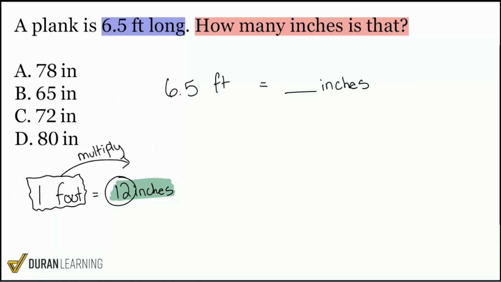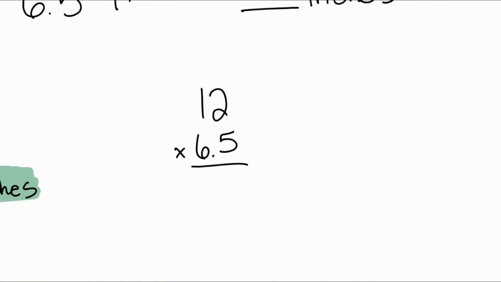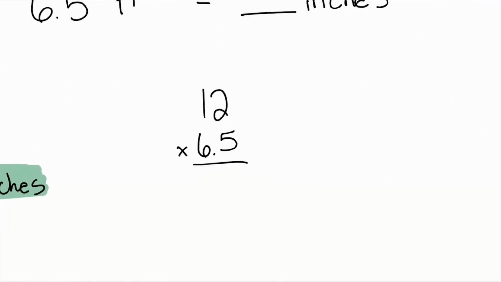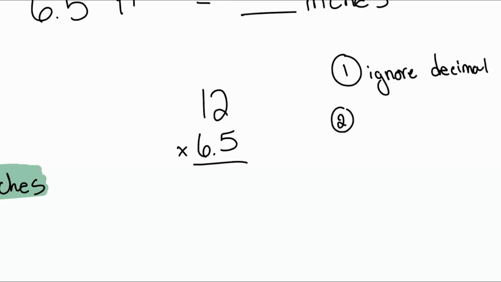We have 12 multiplied by 6.5. And at this point, I know for sure some folks are going to be a little nervous about that decimal. But remember, when you multiply by decimals, just go ahead and ignore the decimal. We're going to bring it back at the end. All right? So let's tackle this and let's move forward with a grin on our face.